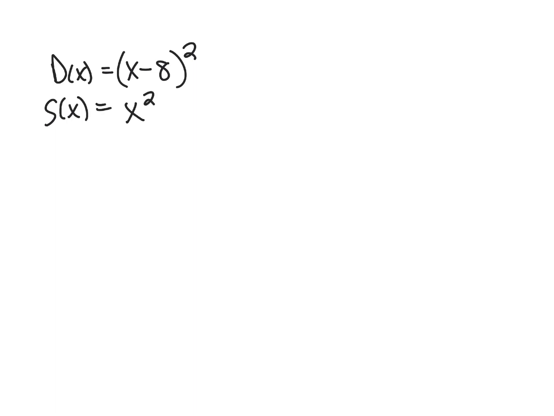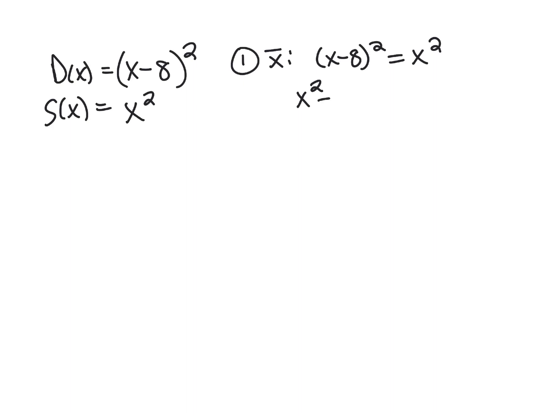Okay, let's try one. Let's say that we have a demand function that is X minus 8 quantity squared, and a supply curve that is X squared. So step number 1 is to find X bar. So we're going to take this equals this. And maybe we could take the square root of both sides. We know x has to be positive because we don't have customers bringing product back to us.